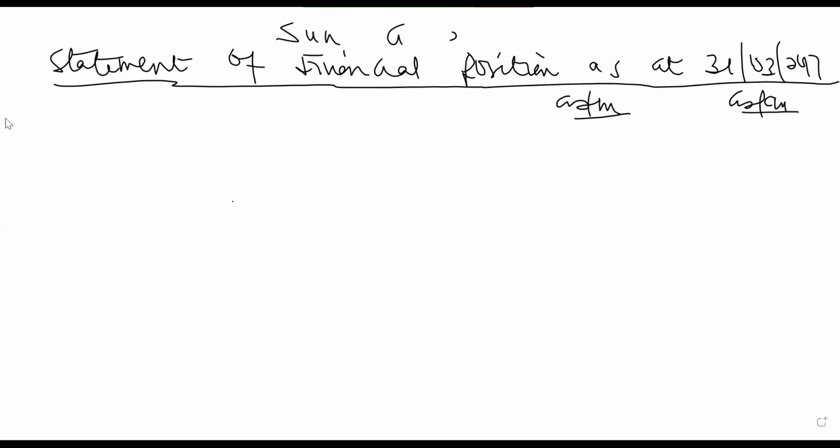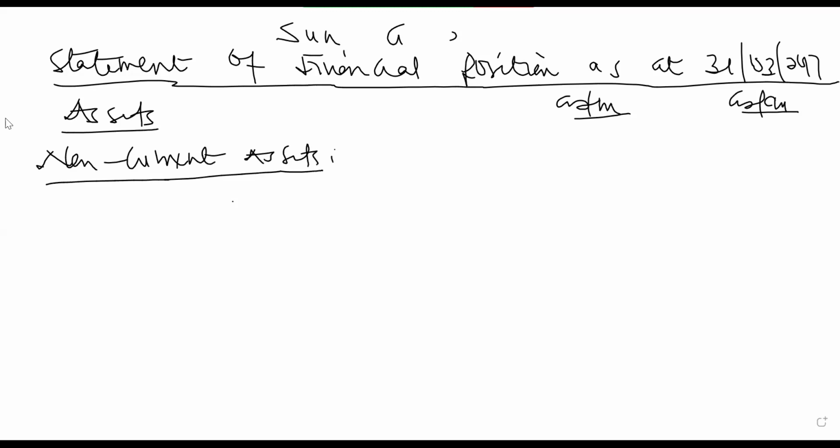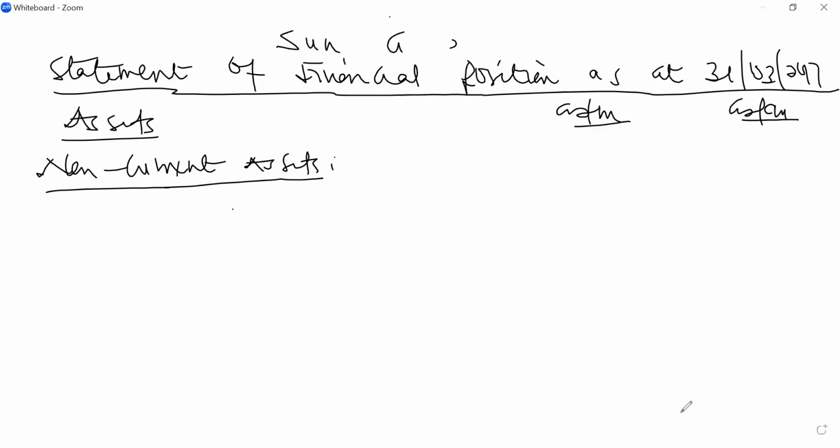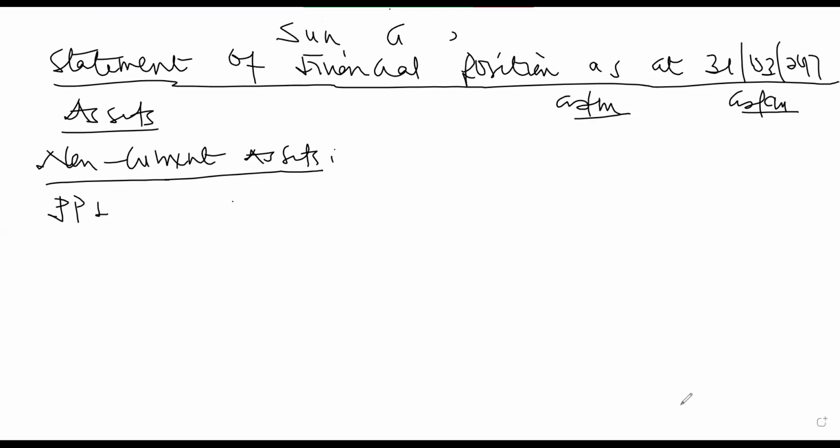Okay, what is the first item that will come here? So let's have our assets here. Then we have the non-current assets. What is the first non-current asset in the question? Our first non-current asset is what? Property, plant, and equipment. So you bring your PPE.